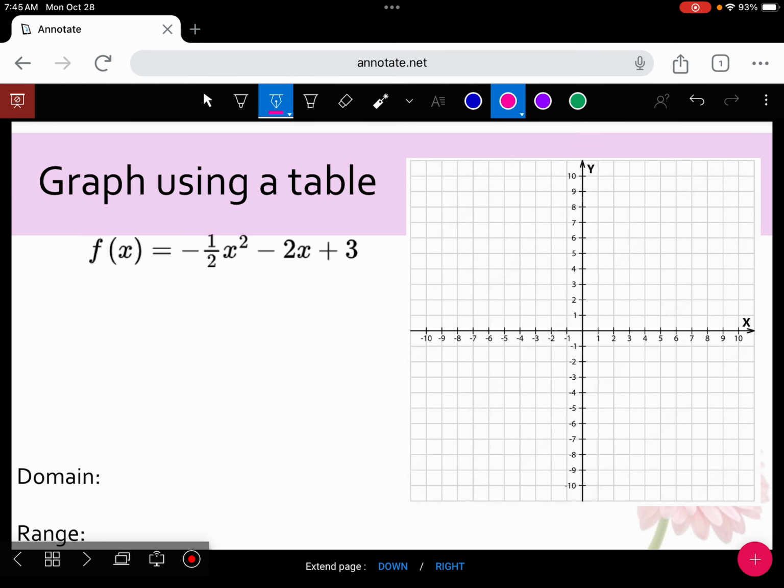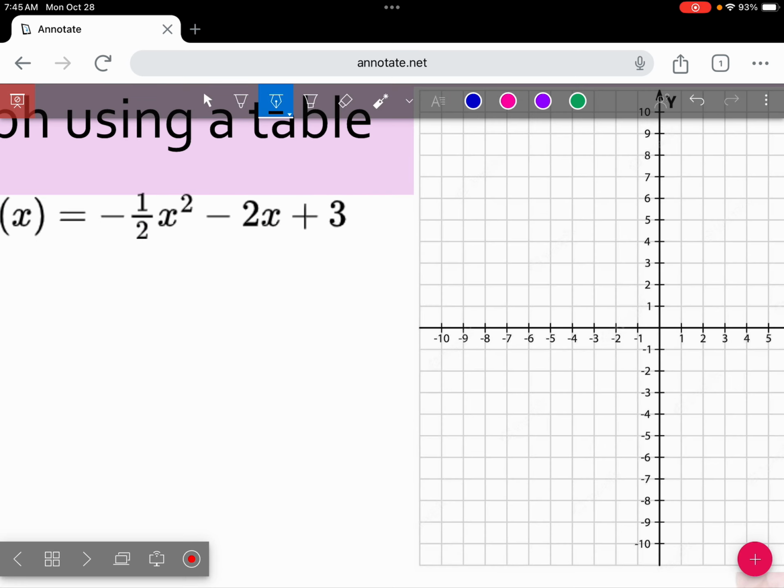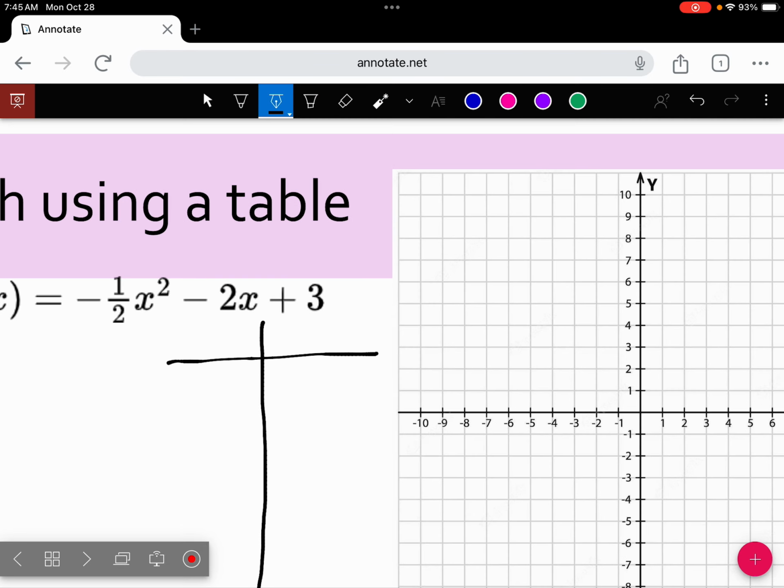So here's our next one that we're going to do. We got our f of x is negative 1/2 x squared minus 2x plus 3. Ew, fractions. I know. Luckily, we get calculators, so that helps a lot. We're gonna fill in a table so that we can plot up these points. We pick x's to find y's.